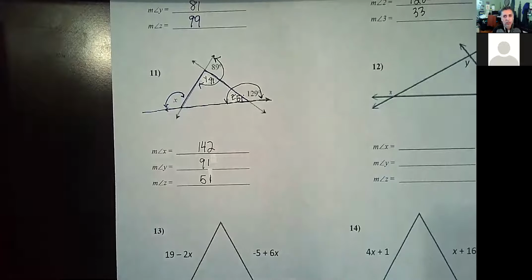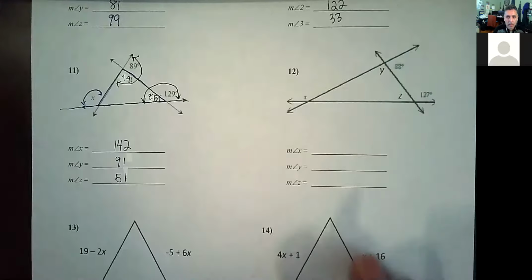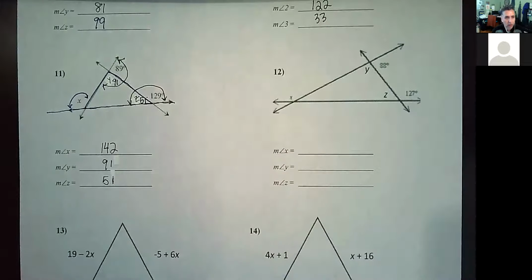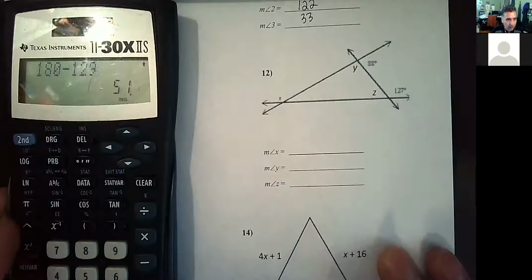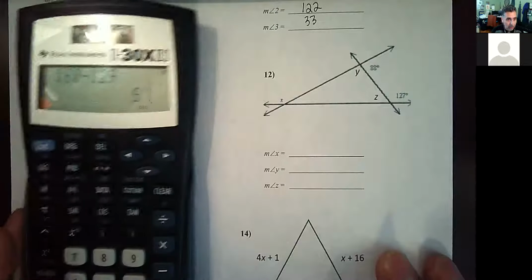That's the fastest way to solve it. There is another way. I'm going to show you a different way for number 12. But that's the faster way. I'll give you a second. All right. Let me get my calculator ready, which is fast with the calculator.